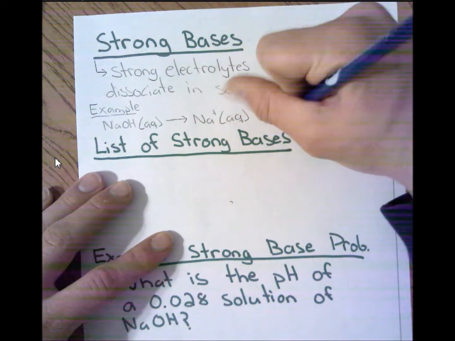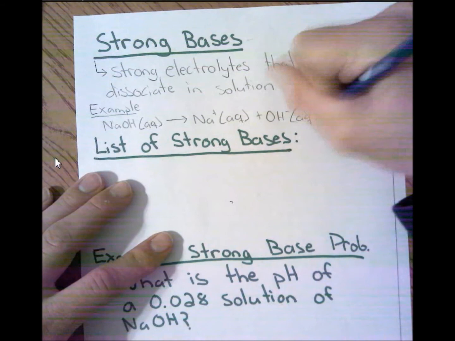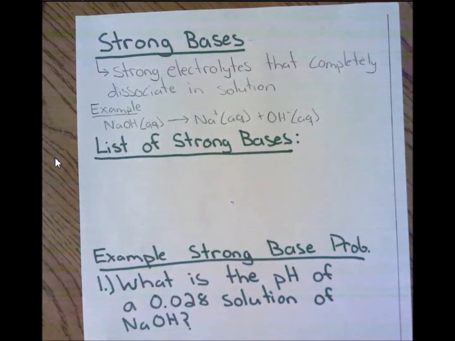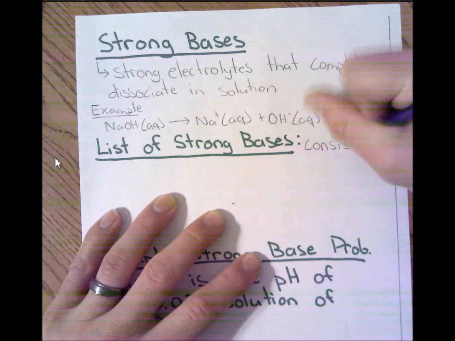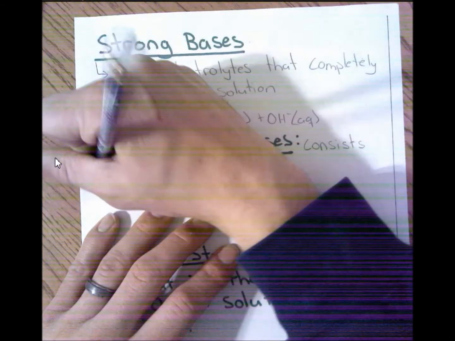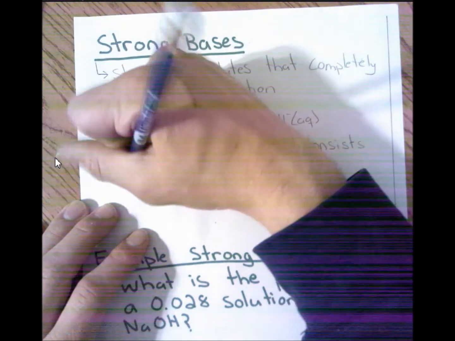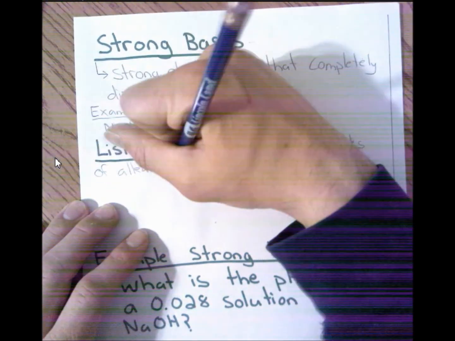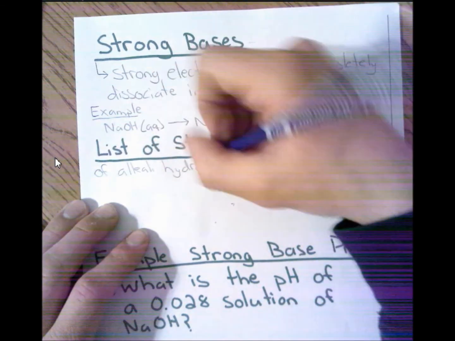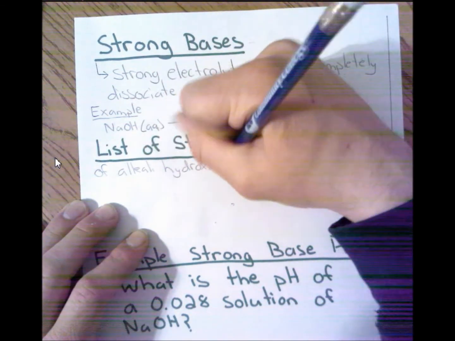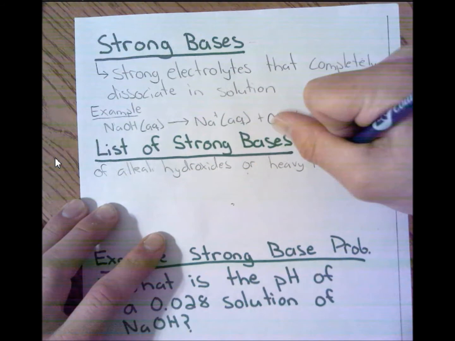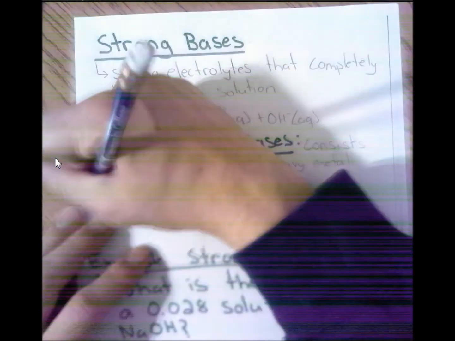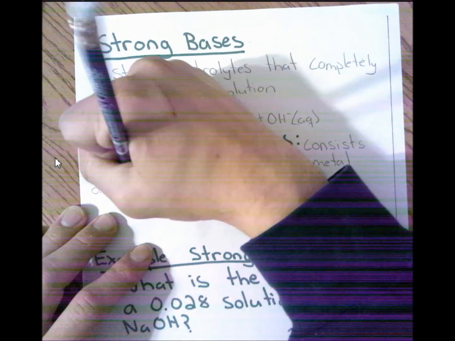Now, how do we know if we have a strong base? Well, by definition, our strong bases are going to consist of alkali hydroxides or heavy metal alkaline hydroxides. Now, this is fine and dandy. If you have the groups of the periodic table memorized, that's great, but I like to see a list.